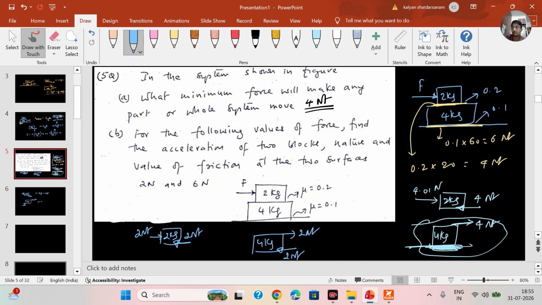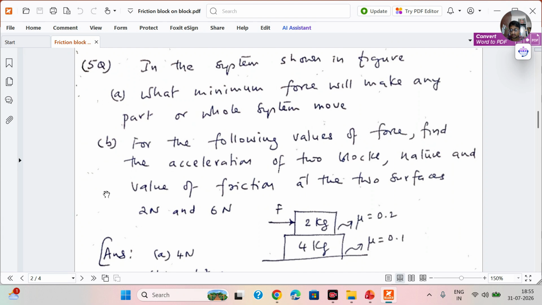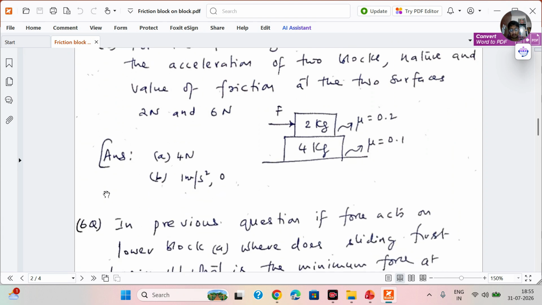So when you apply 2 Newton, nothing moves. When you apply 6 Newton, the upper block moves, the lower doesn't move. So this is the verdict. Now let's go down. More complex questions. I have given the answers here. It is there.